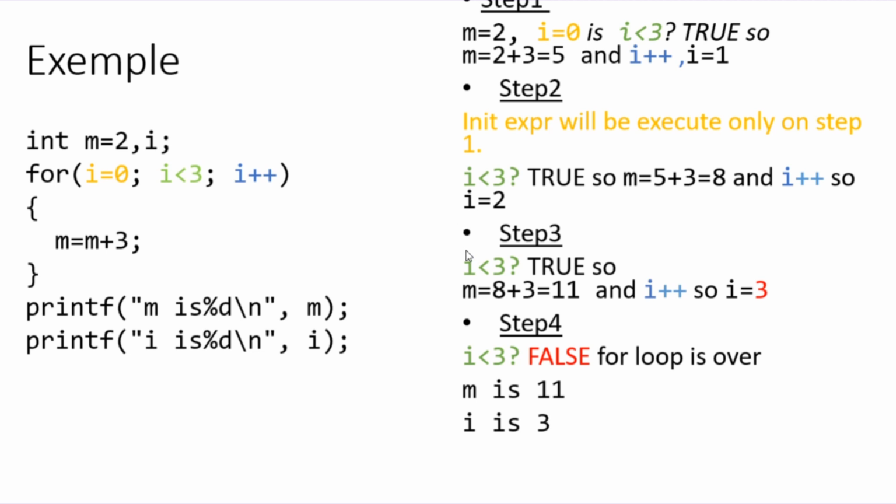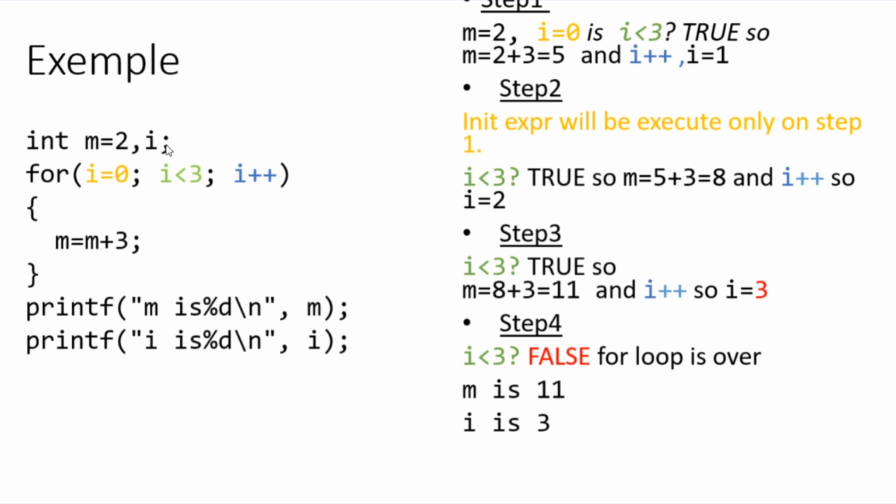We resume the loop again. We are in step 3 now. We check again if expression 2 is true. The variable i that is now 2 is less than 3. It's true. Therefore, we execute the code from the body of the for loop. m grows again by 3 units, from 8 to 11. Then we execute expression 3, and the variable i increases from the value 2 to the value 3.